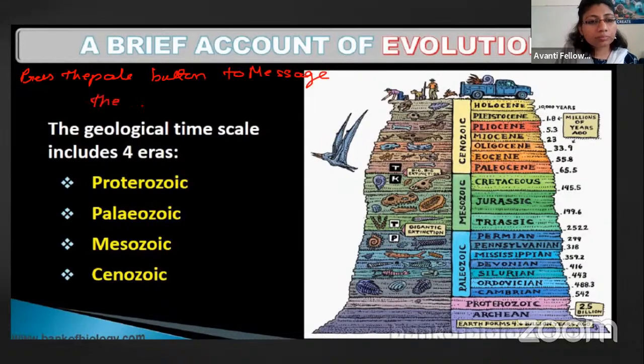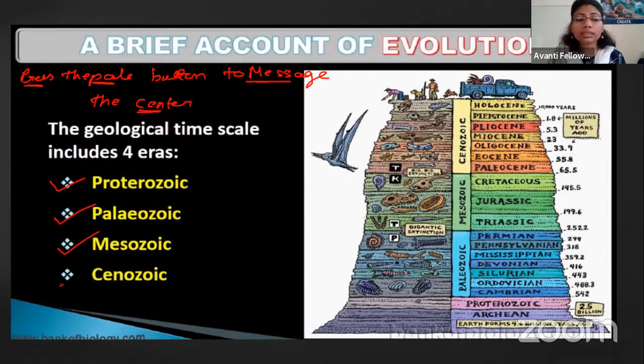Here, the P of press represents the Proterozoic era. The pale represents the Paleozoic era. Then the mess of message represents the Mesozoic era. And the sen from center represents the Cenozoic era. So from the origin of Earth till now, we have only four types of era.